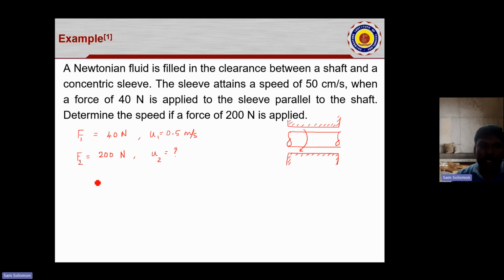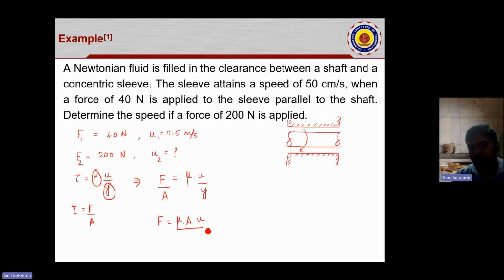So now what we know is tau is mu times U by Y. Okay, so it is a Newtonian fluid. So for both the conditions 1 and 2, mu is going to be constant and y is also going to be constant. What we do know is tau is force by area. So we can say force by area is mu times u by y, or F is mu times A into u divided by y.